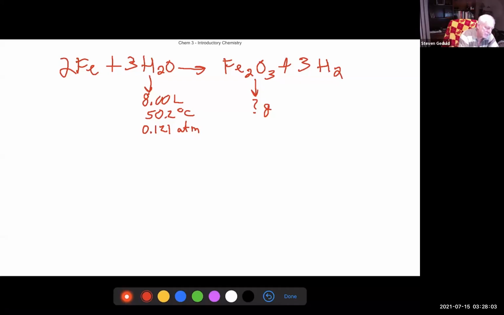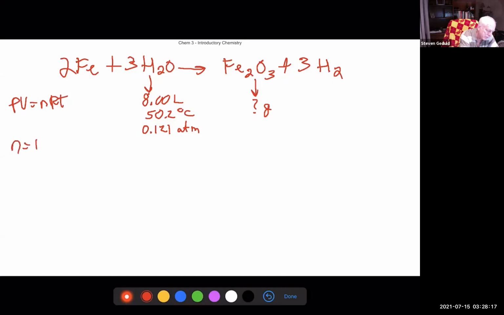So this is a gas, H2O gas. So we're gonna use PV equals nRT because nothing's changing. And we're looking for number of moles. So n equals PV divided by RT. Pressure is 0.121 atmospheres. Volume is 8 liters.